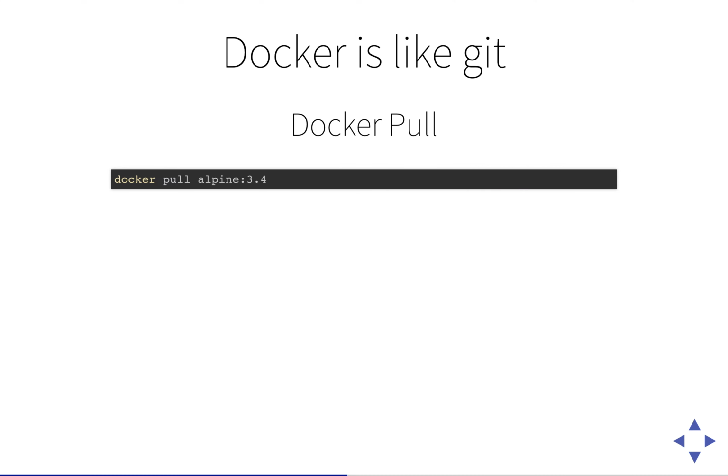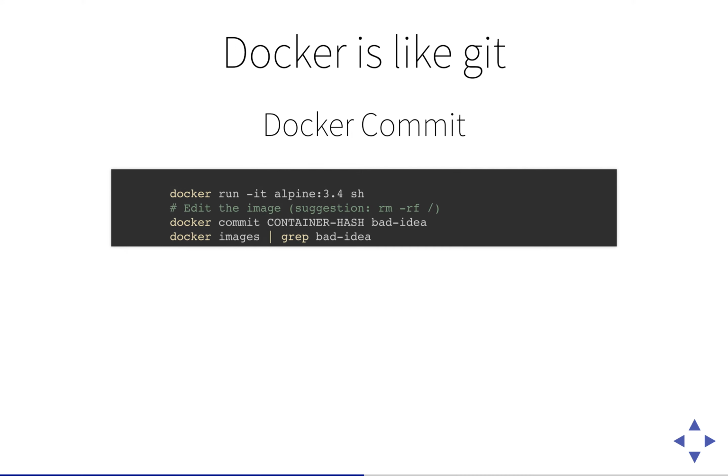So docker pull, just like Git, we have pull to pull down fresh images. In Git, you're pulling fresh code. In Docker, we're pulling fresh images from the registry. We also have docker commit.